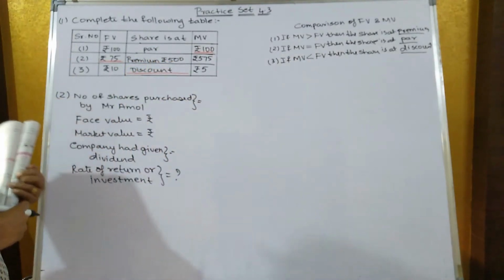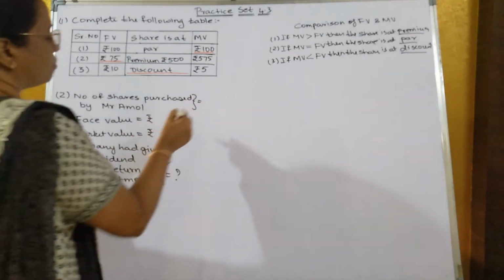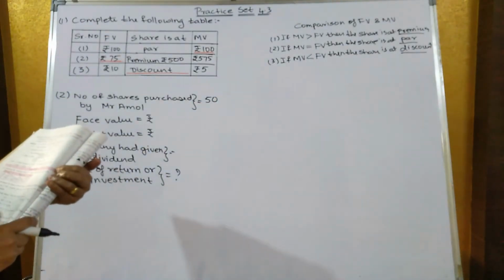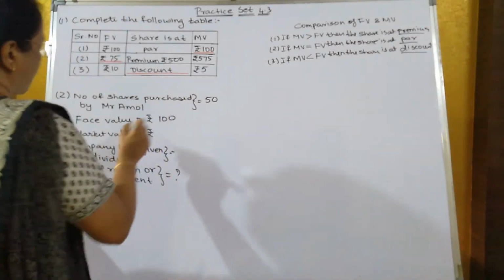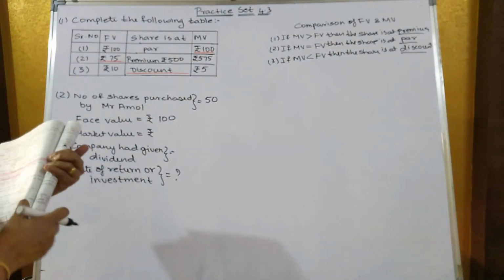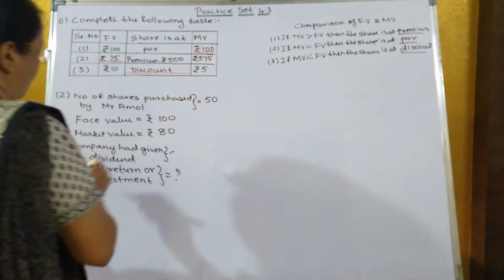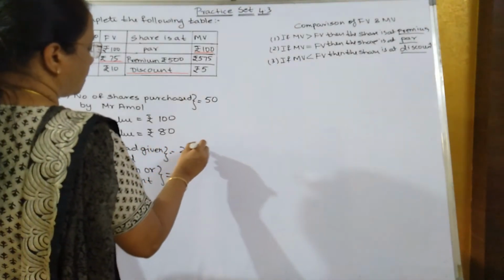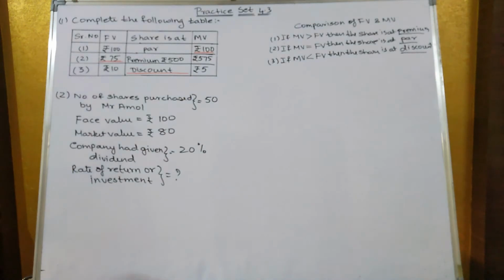Now next one, the number of shares purchased by Mr. Amol was how much? 50. Face value is given how much? Face value is ₹100 and market value of the share was ₹80. The company had given a dividend. How much dividend they had given? 20%. We have to find out the rate of return on investment.